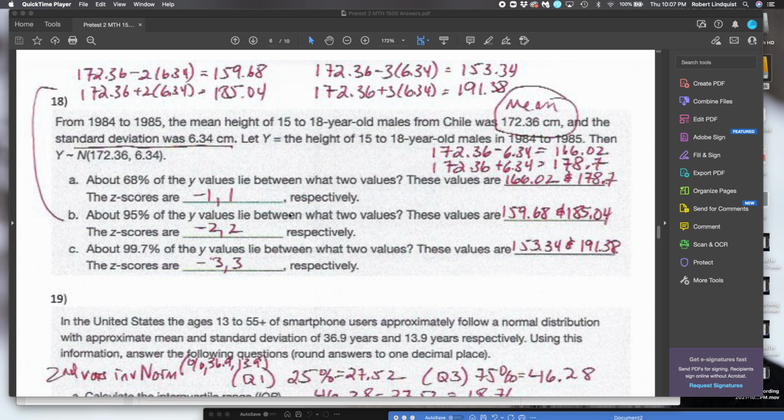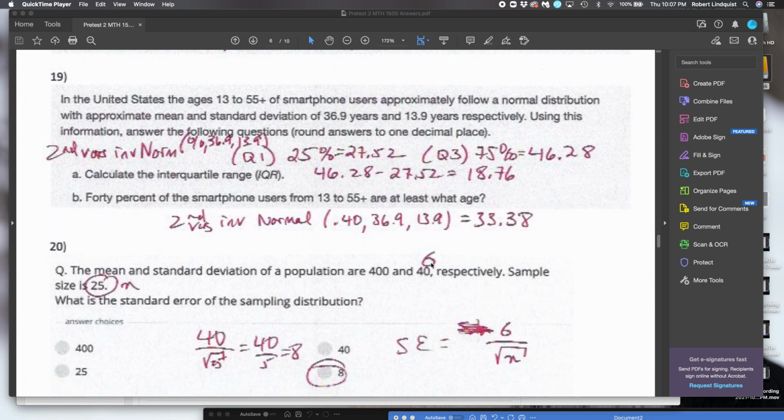And lastly, 99.7% of the scores are contained within 3 standard deviations, which means z-scores of -3 and 3. Here was my work for adding and subtracting 2. Here is my work for adding and subtracting 3 standard deviations or z-scores. So that's 153.34 and 191.38.